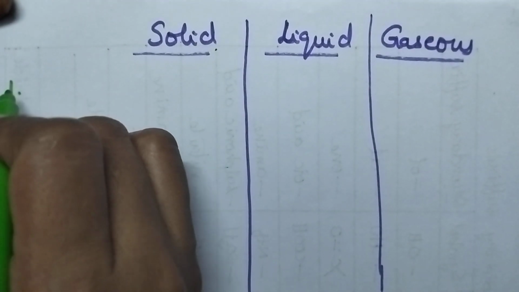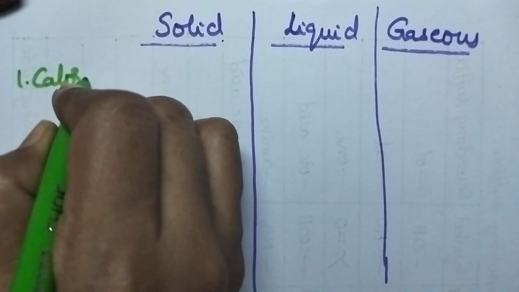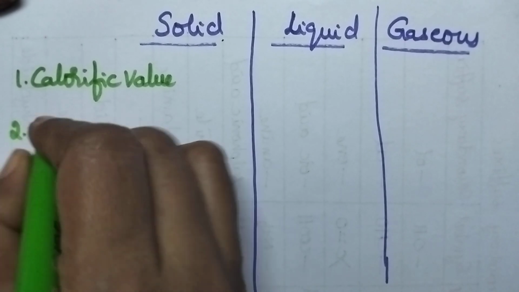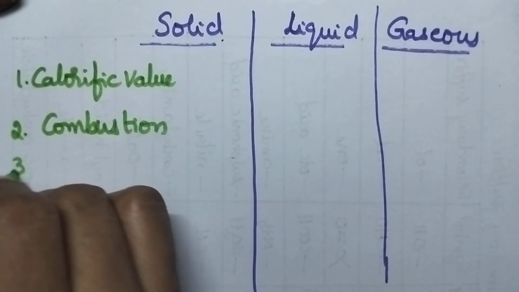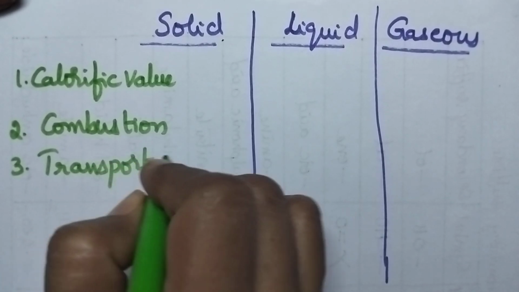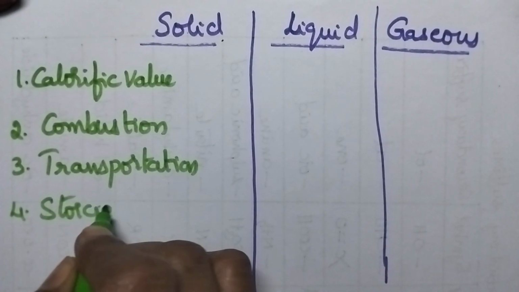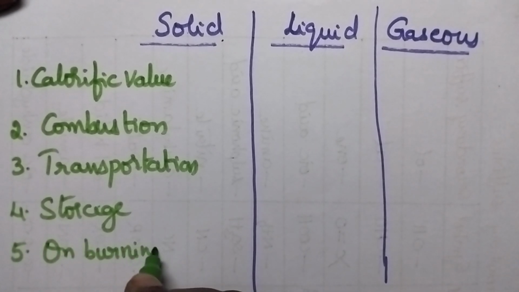So let us compare few characteristic properties of a fuel, especially calorific value, rate of combustion, transportation, storage and on burning, what type of products it is going to release.